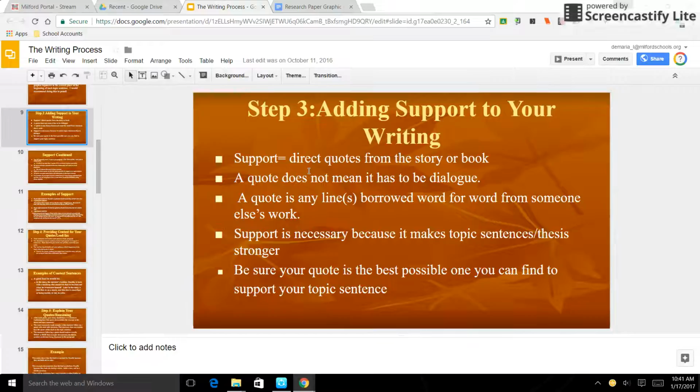Now, it's really important and absolutely necessary to put support and quotes in your writing because it firms up what you're saying in both your thesis and your topic sentence. Without quotes, essentially, your paper means nothing. Make sure, too, when you're looking for your quotes, that you are finding the best possible quotes you can find to support what you're saying in your topics.